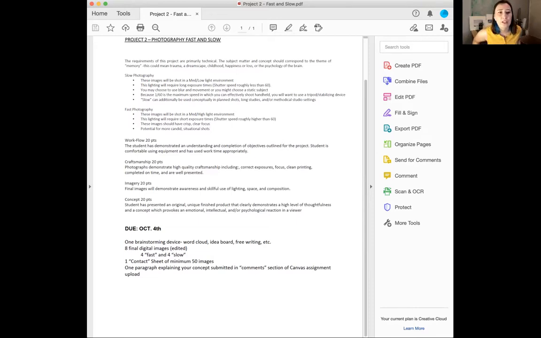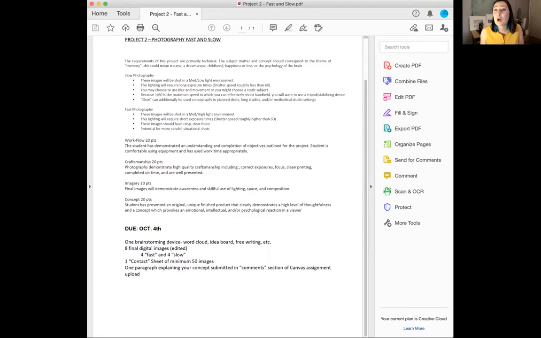Alternatively, fast photography. These images will be shot in a medium to high lighting environment. This lighting will require short exposure times, shutter speed roughly higher than 1/60th of a second. These images should have crisp, clear focus, and there are potential for more candid situational shots. So when you're shooting very quickly, that means you could shoot traffic, people in movement, water, objects in movement. It opens up the amount of things that you can photograph there.